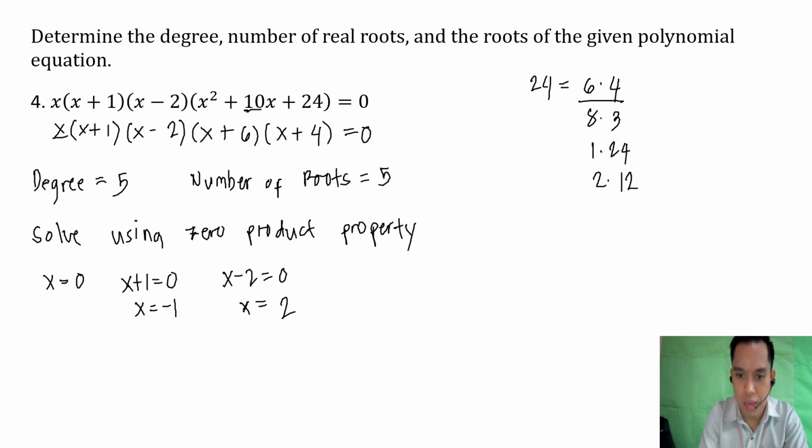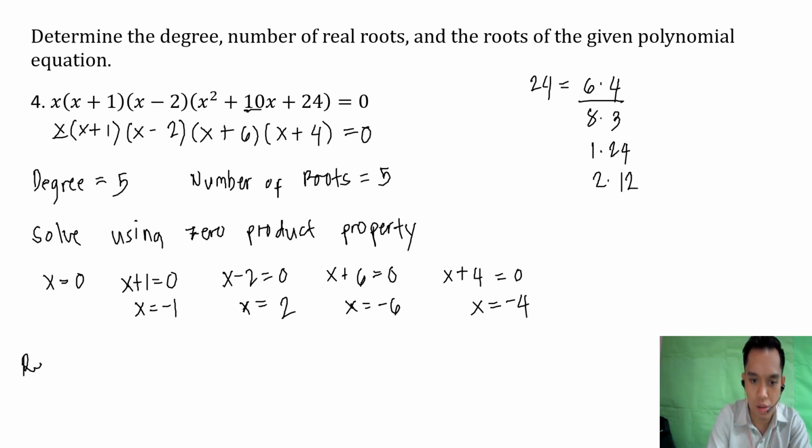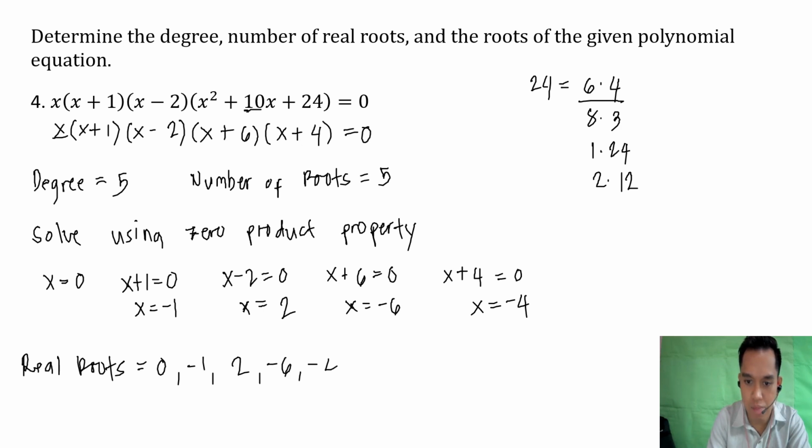2. Then next is x plus 6 equals 0. So what is the value of x? 6. Then next is x plus 4 equals 0. And what is the value of x? Okay, so meron tayong 5 real roots dito sa ating polynomial equation. And these are 0, negative 1, positive 2, negative 6, and negative 4. So we have 5 real roots in number 4.